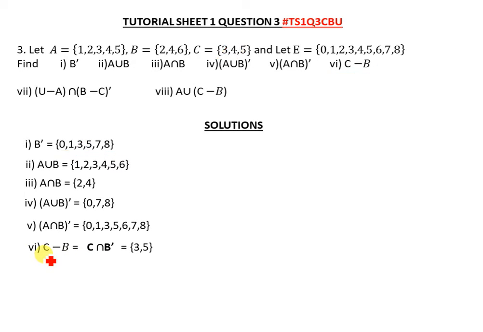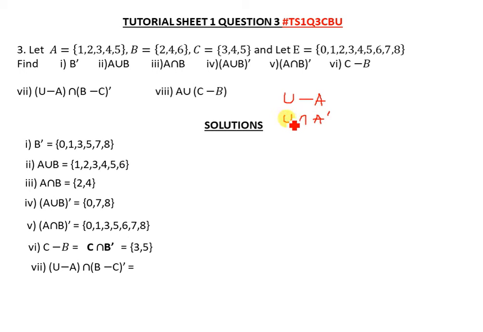We quickly move on to the next question, question 7, which is U minus A intersection B minus C. Here, what you first need to do is simplify the sets. Let me start with the first part. U minus A is just the same as U intersection A complement.